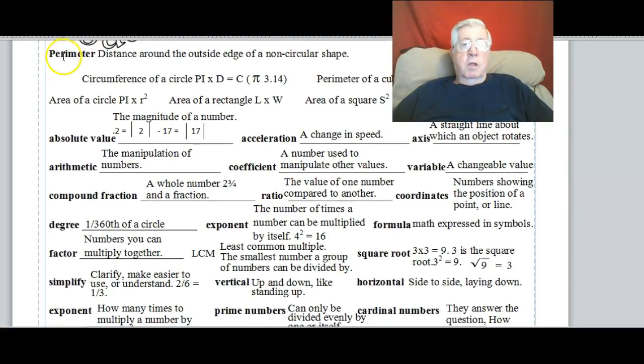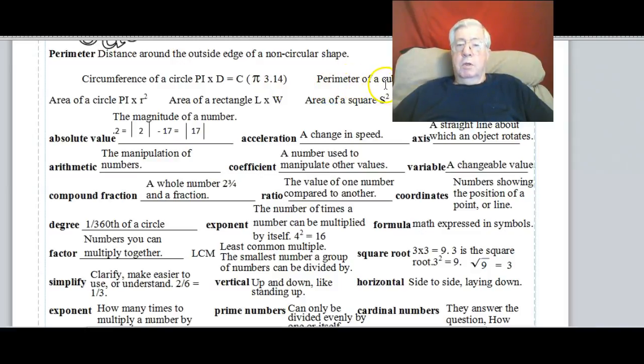Okay, perimeter is the distance around the outside edge of a non-circular shape. For a circle, the perimeter is called the circumference. Circumference of a circle: pi times d, the diameter, equals c, the circumference. Pi is 3.14.